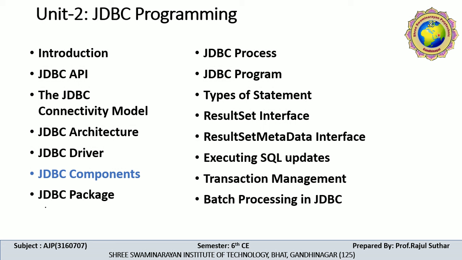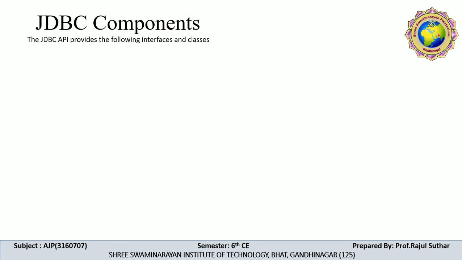In the previous lecture we discussed the JDBC driver type 1, type 2, type 3 and type 4 drivers, and their comparison, as well as snippet code. In this video lecture we will discuss the JDBC components. So what are the JDBC components and which components are covered? Here the JDBC API provides the following interfaces and classes.